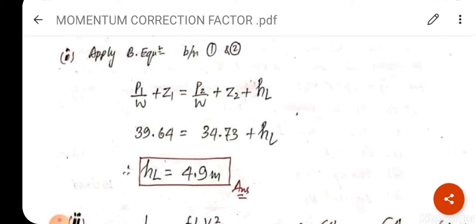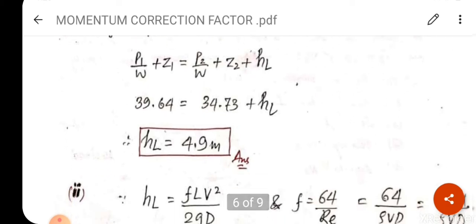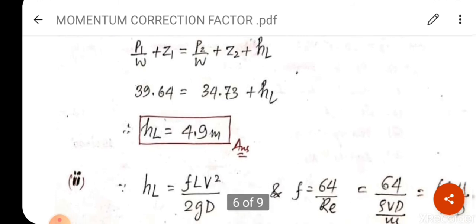what will be the head loss in this question. So apply Bernoulli's equation between 1 and 2. So P1 by W plus Z1 is equal to P2 by W plus Z2 plus HL. Piezometric head value already known, that is 39.64 is equal to piezometric head at point 2, that is 34.73, plus HL. So we will get the answer as head loss is equal to 4.9 meter.